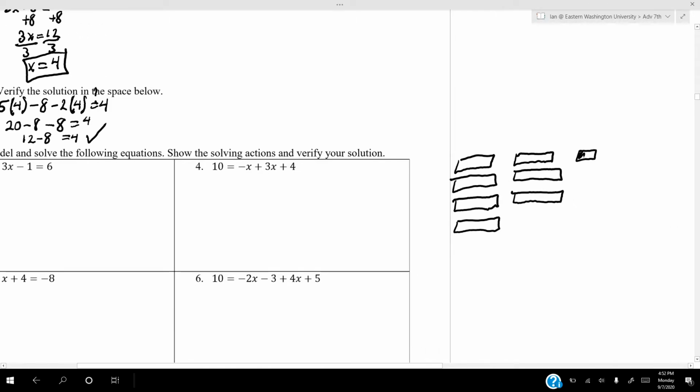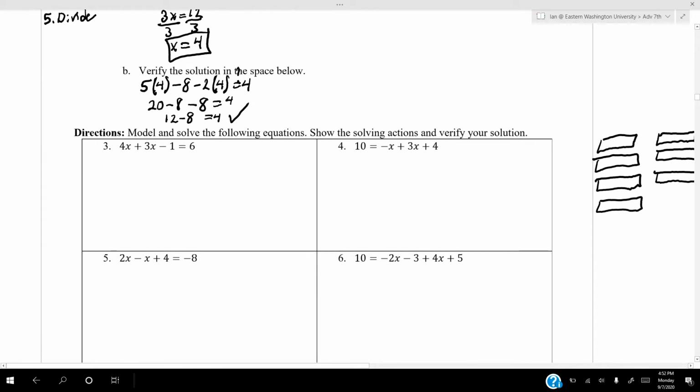We have a little 1 square that we're shading in, is equal to 6. 1, 2, 3, 4, 5, 6. So that's what your model should look like, guys. All right. You're looking at how many x bars we have, how many negative x bars we have, how many 1 squares we have, and how many negative 1 squares we have.